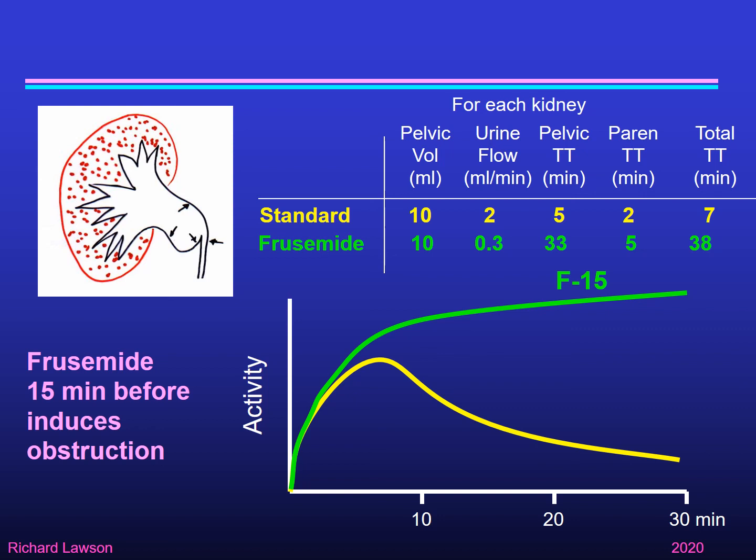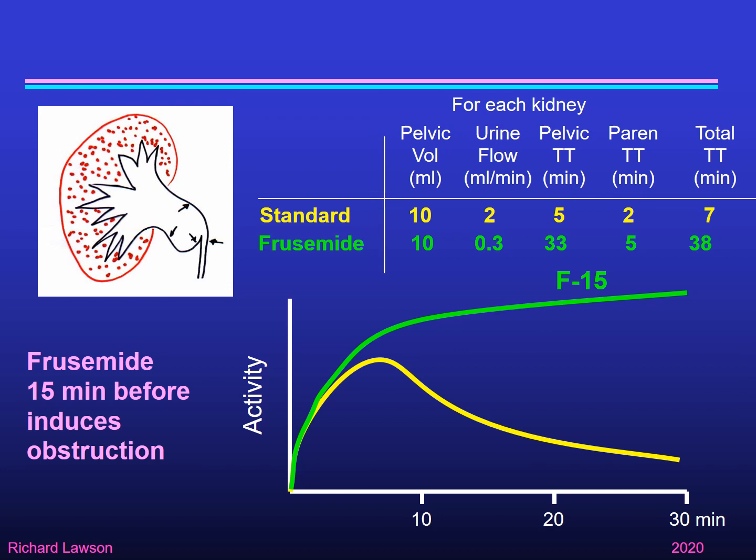So if you give Frusemide and then 15 minutes later start the Renogram, that's why I've called this F-15, because Frusemide is given 15 minutes before the start of the Renogram, you see this effect, and the Renogram is normal at a normal flow rate, that's the yellow curve, but with F-15, where you start the Renogram 15 minutes after the Frusemide, it's totally obstructed.